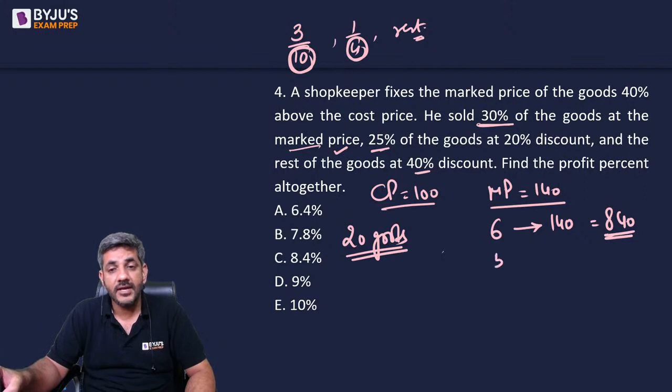25% of them are 5, right? 1 by 4 of 20 is 5. They are sold at 20% discount. So 20% discount on 140, it is 112. So they are sold for 112 into 5, that is 560 rupees.